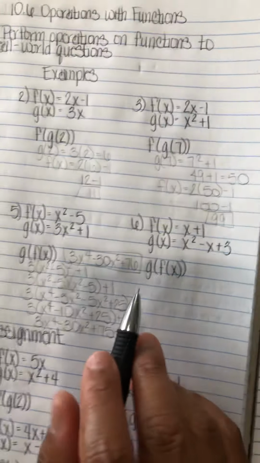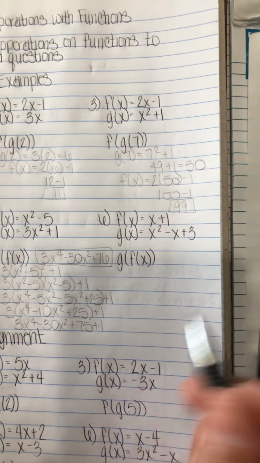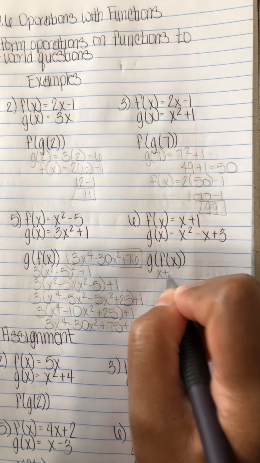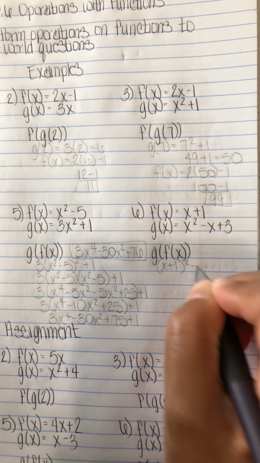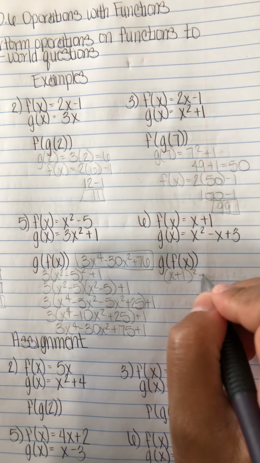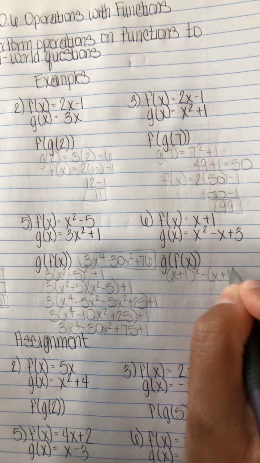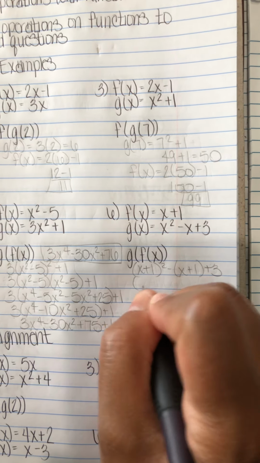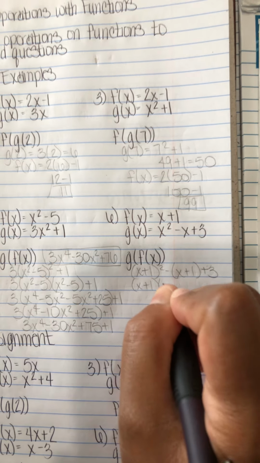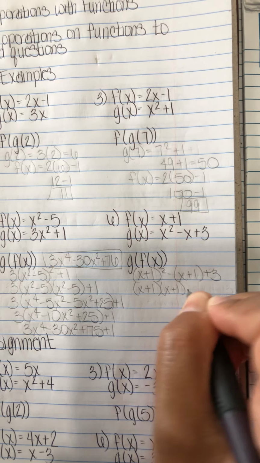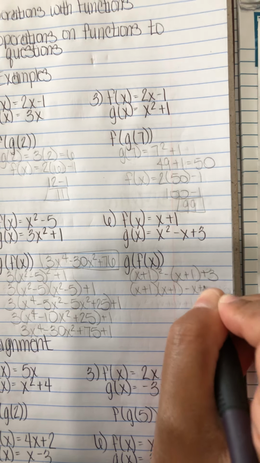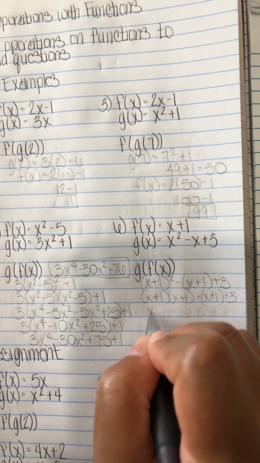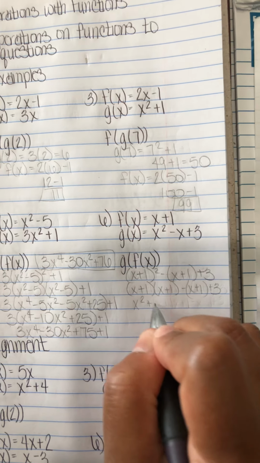All right, for the last one. Again, I need to do g of f. So I'm going to do, it starts with x, so x plus 1 squared minus, and then it says x again, so x plus 1, plus 3. Again, when I say squared, that means that I have 2 of them. All right, x times x gives me x squared. 1 times x gives me 1x.